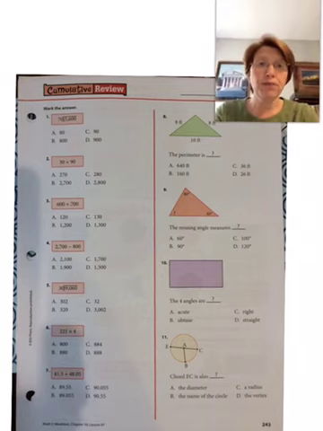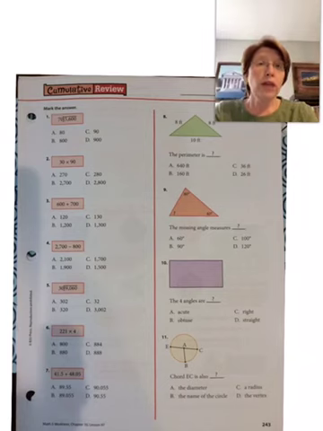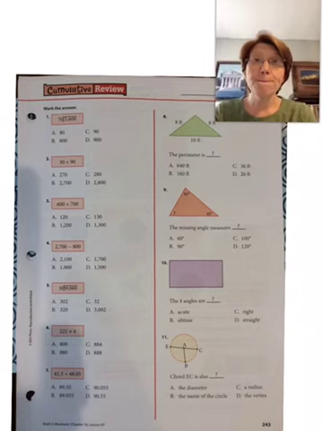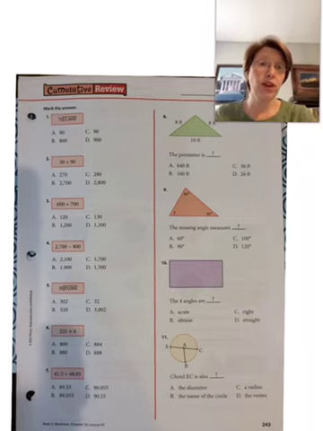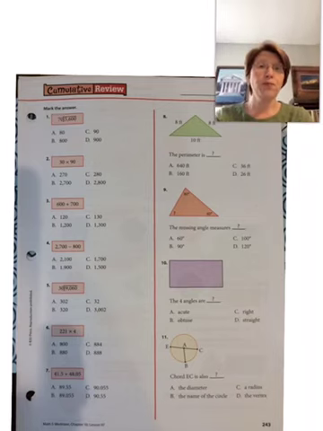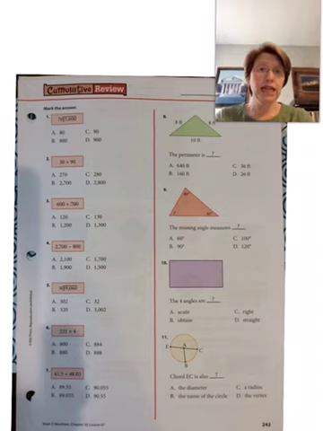Now look at number 9. We know that all of the angles inside of a triangle need to equal, did you say it? 180 degrees. And so you're going to add up what's there, and then you're going to subtract it from 180 and figure out what the missing angle will be. Got it? Now look at 10.